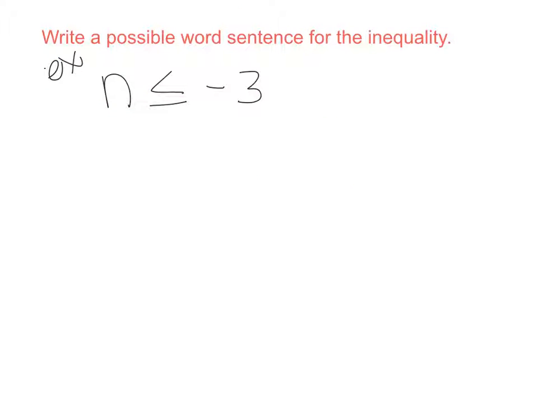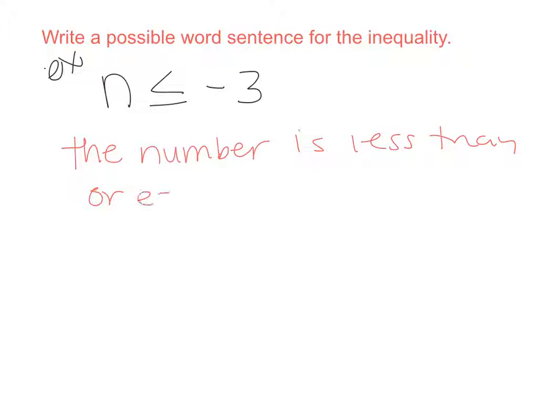Okay. Now they're going to give it to us backwards. They're going to give us the inequality, and we need to write a word sentence to represent the situation. So n is our variable, our symbol is less than or equal to, and our number is -3. So my word sentence is as simple as the number, which was my variable n, is less than or equal to -3. And that's it. It just wanted me to write a possible word sentence.